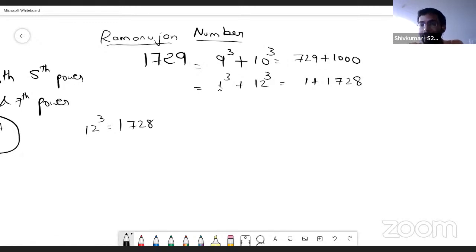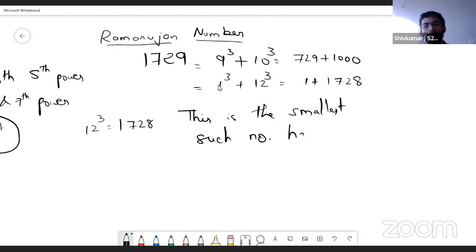But Ramanujan did not stop with that. Why this number is so famous is, he said, no other number lesser than 1729 can be written as the sum of two cubes in two different ways. So he further says, this is the smallest such number having this property. How many numbers are less than 1729? 1728 numbers. He says from numbers 1 to 1728, no number can be written as the sum of two cubes in two different ways. 1729 is the smallest number.